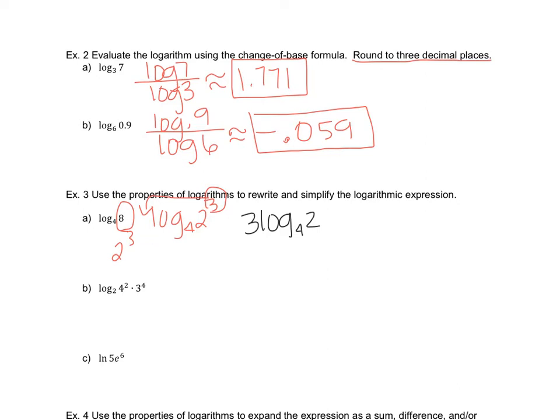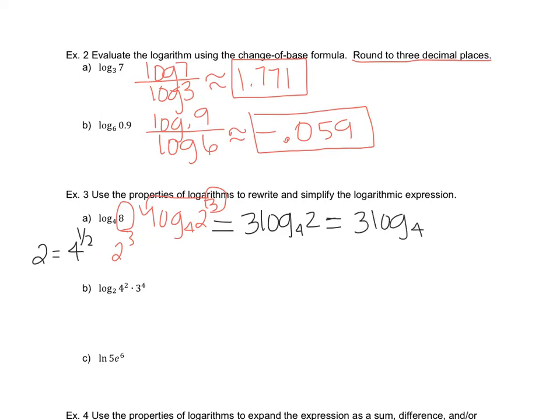So let's think about how we could rewrite 2 to where it has a base of 4. 4 to what power gives me 2? And that's going to be a half. And so this is where you kind of have to think outside the box. You have to think really hard about your bases and exponents and what things equal. So this is what I could have.